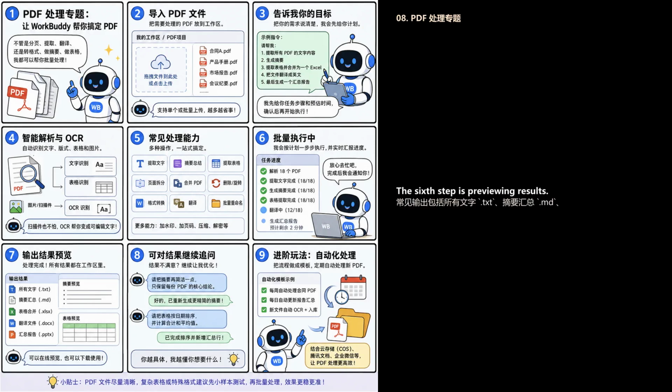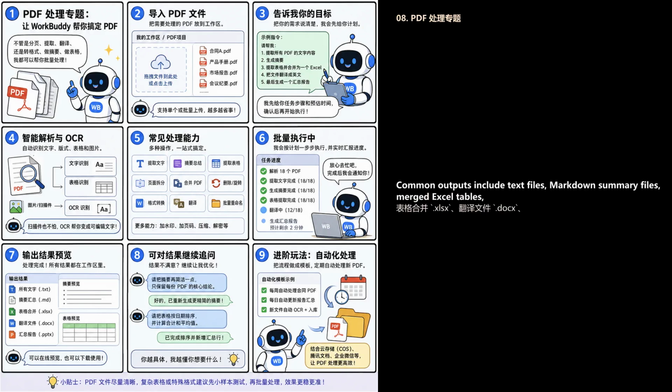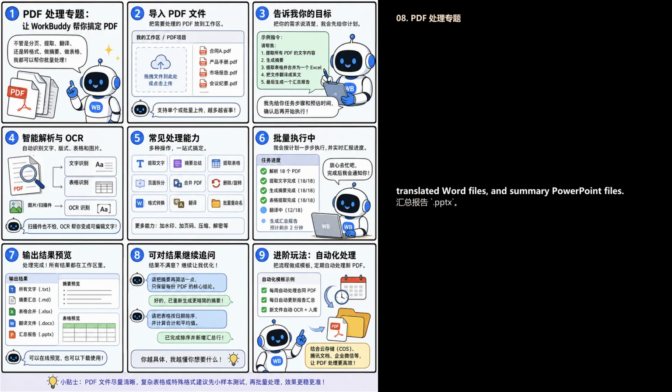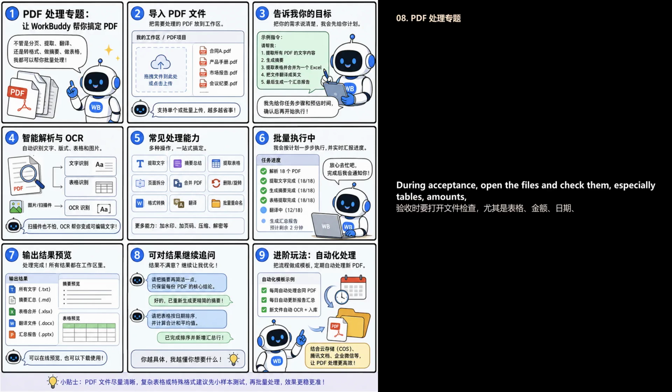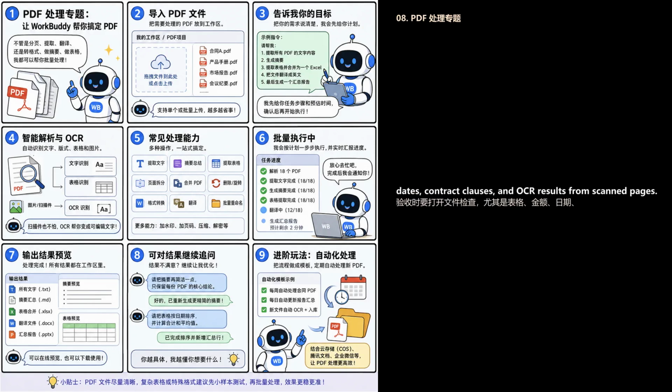The sixth step is previewing results. Common outputs include text files, markdown summary files, merged Excel tables, translated Word files, and summary PowerPoint files. During acceptance, open the files and check them, especially tables, amounts, dates, contract clauses, and OCR results from scanned pages.